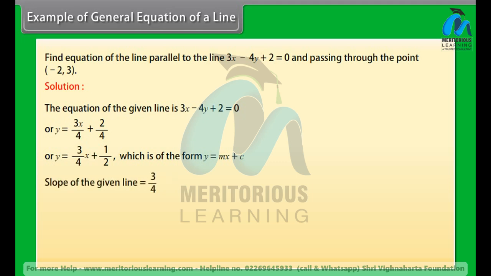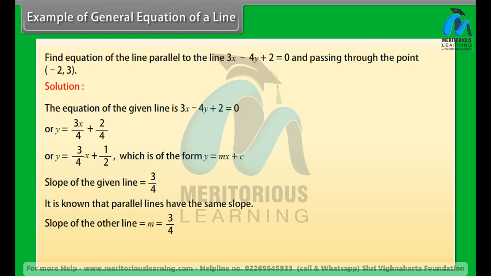Slope of the given line is 3 by 4. It is known that parallel lines have the same slope. Slope of the other line, that is m, is equal to 3 by 4.